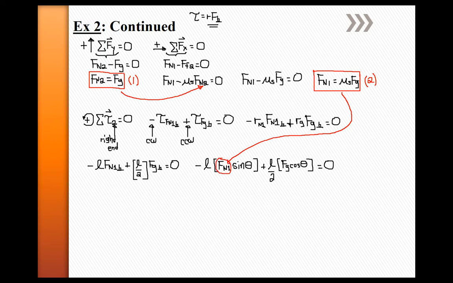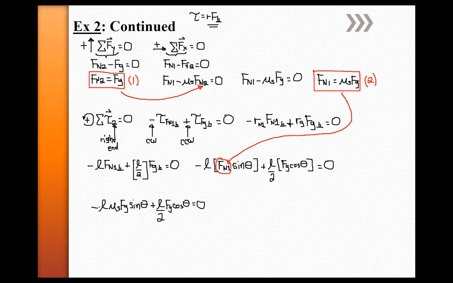So when I do that, this would then turn into negative L times mu s Fg. Oh, sorry, mu s Fg. Negative L times mu s Fg times sine theta plus L over 2 times Fg cosine of theta is equal to 0.